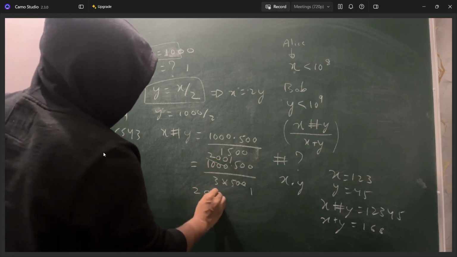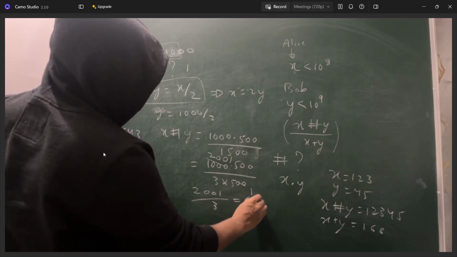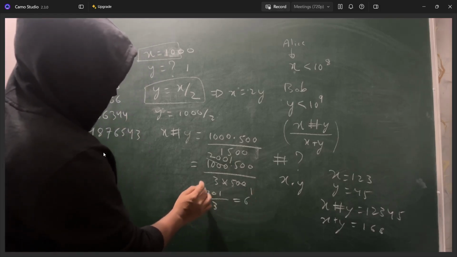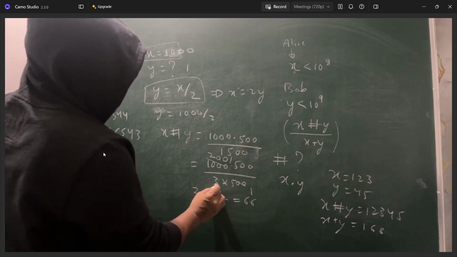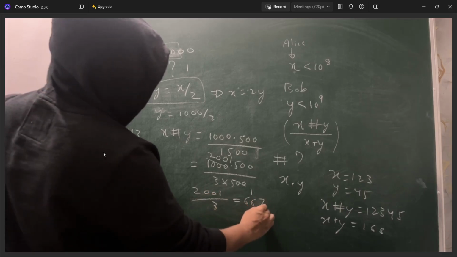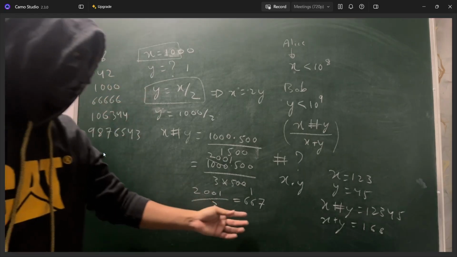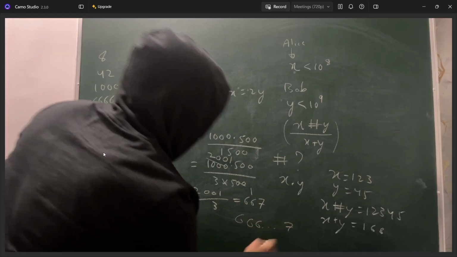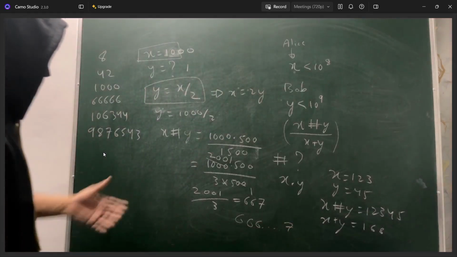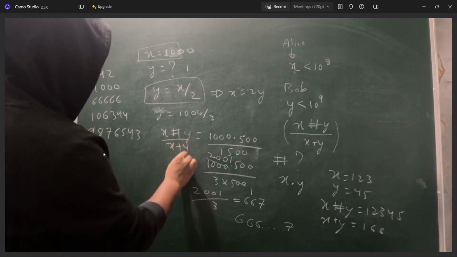So this 2001 can be divided by 3. So it is like 3 6s are 18, 2 remains, 20, 3 6s are 18, 2 remains, so 2 and 1, 21, you have 3 7s are 21. So if you try to take this, it will always be divisible, and it will always be in the form of 6 6 6 6 6 6 7. So like the operation x hash y divided by x plus y.